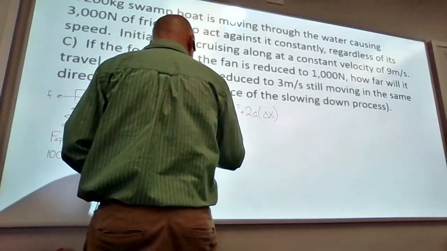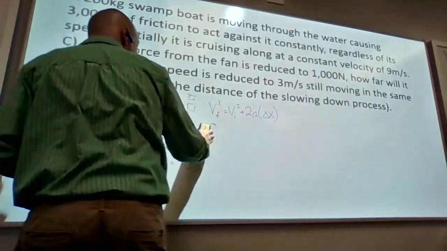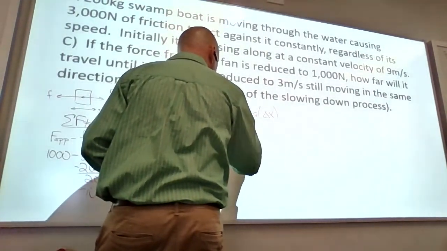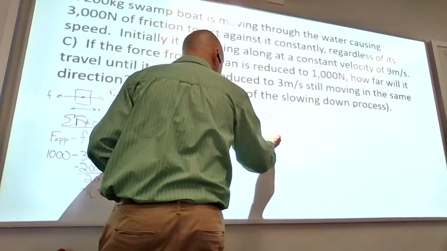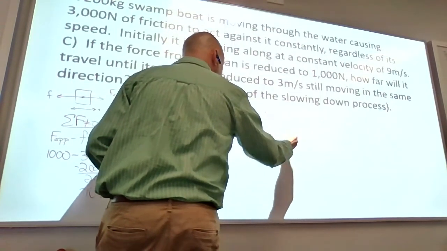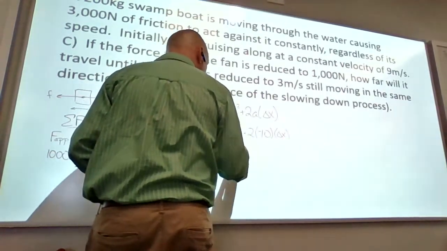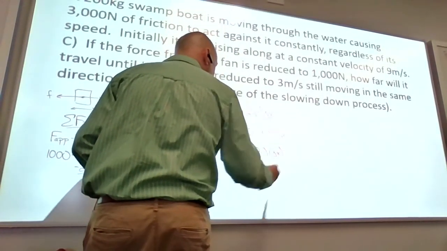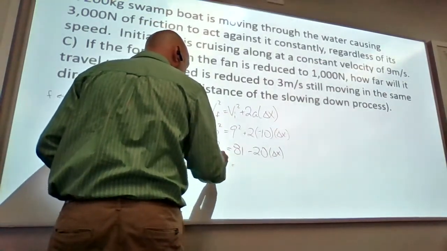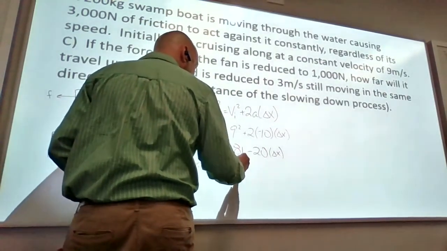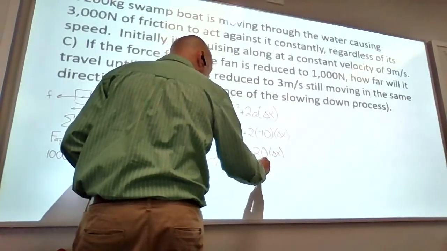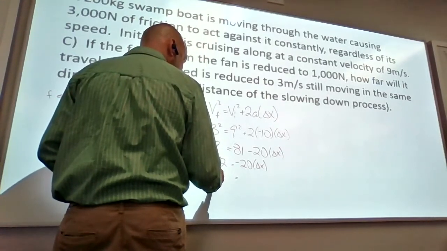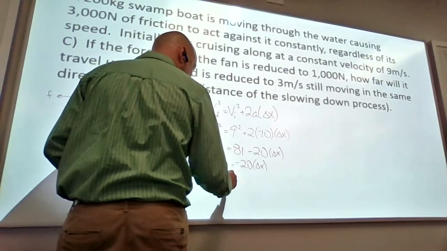So you have 3 squared equals 9 squared plus 2 times negative 10 times delta x. So you get 9, 81 minus 20 delta x, and negative 72 divided by negative 20. You get 3.6 meters.